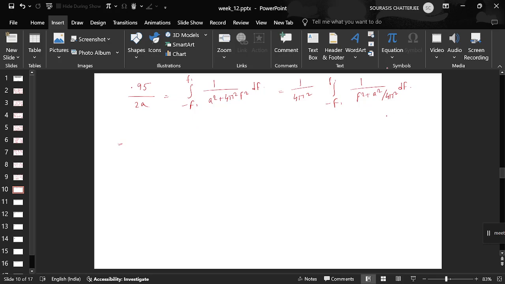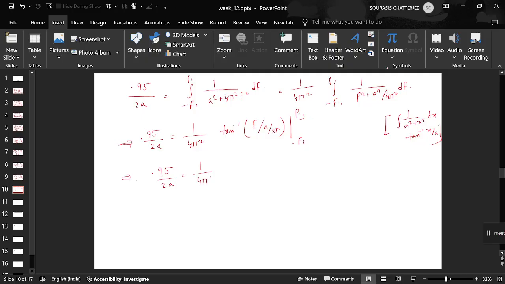You can see, if we just consider this standard equation, the integral of 1 over (a square plus x square) dx is nothing but 1 over a times tan inverse of x over a. So I'm just replacing the same here. We have 0.95 over 2a equal to 1 over 4 pi square times tan inverse of f over (a over 2 pi), and these two values, minus f1 and f1, here.